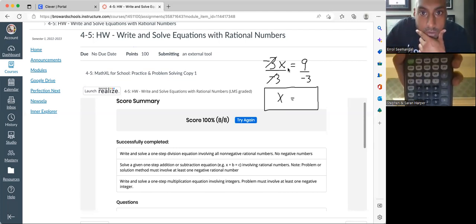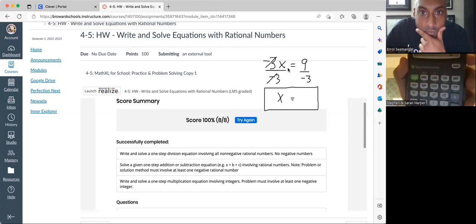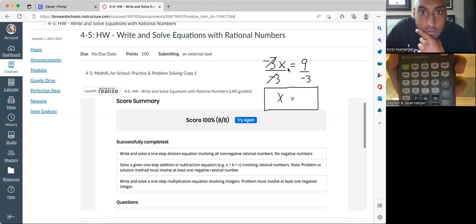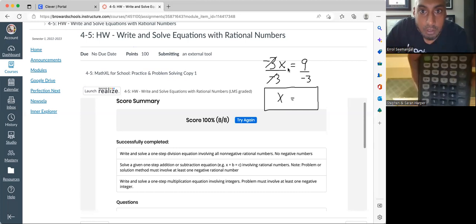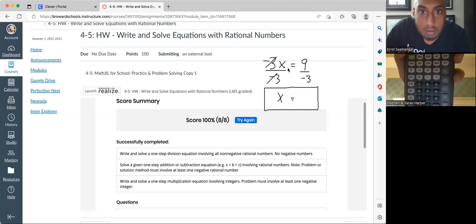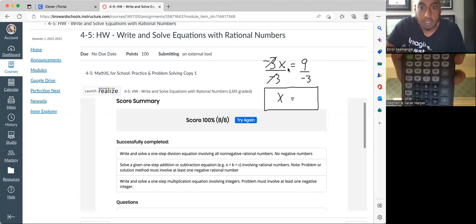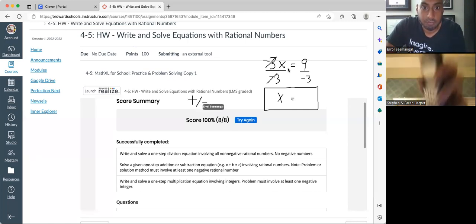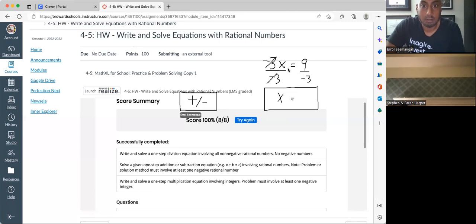Just move it down a little bit. All right, move it up a little bit. Move it up a little bit more. It should look like a button like this: plus, slash, minus. You should look for a button that looks like that. See it?